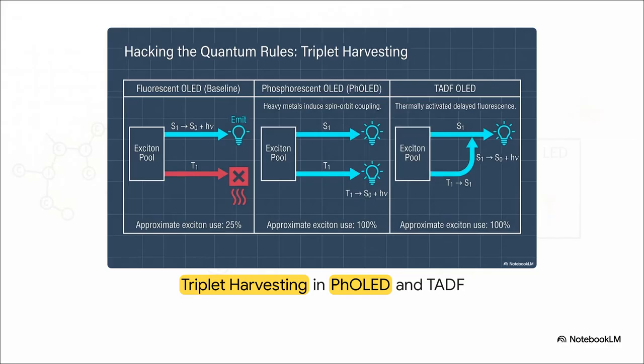Well, they developed 2 completely ingenious workarounds to harvest those wasted triplets. The first is phosphorescent OLEDs, or PHOLEDs. They literally sprinkle in heavy metals to create something called spin-orbit coupling. It acts like a quantum cheat code, breaking the rules to allow those dark triplets to emit light, pushing efficiency near 100%. The second workaround uses TADF OLEDs. These use ambient thermal energy to literally bump those forbidden triplets back up into the allowed singlet state so they can emit light normally. Just brilliant hacks, right?